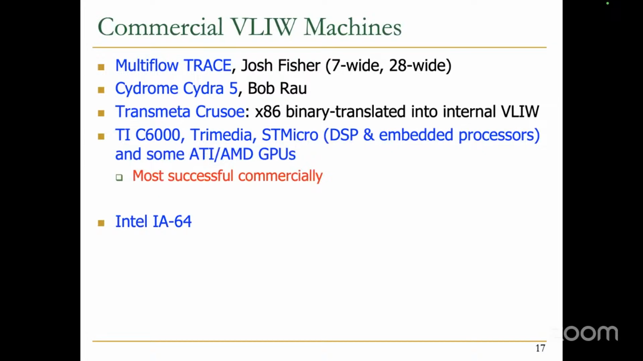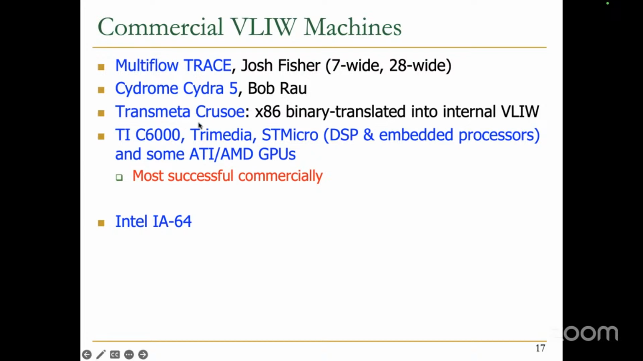Okay, let me give you some history also. Josh Fisher actually developed this idea, and then he went up and started his company, and he built 7-wide, 28-wide VLIW processors. Bob Rau was doing similar things at the same time, and he built his own company. These were actually very early competitors, let's say, to complex processors at the time. At the time, the complex processors were similar to x86, like VAX. It was one of the complicated and top-notch processors.